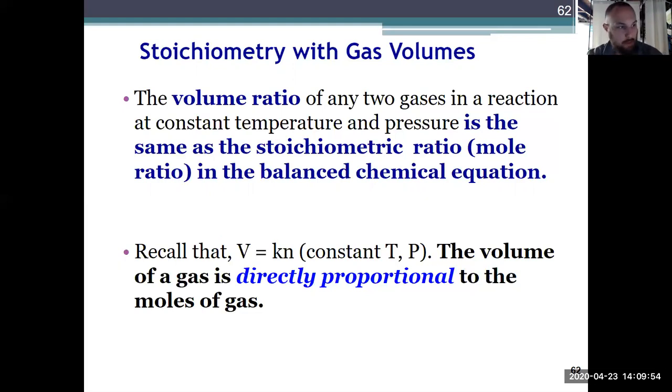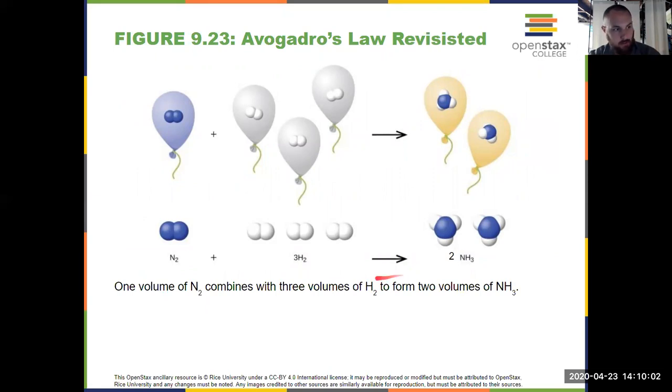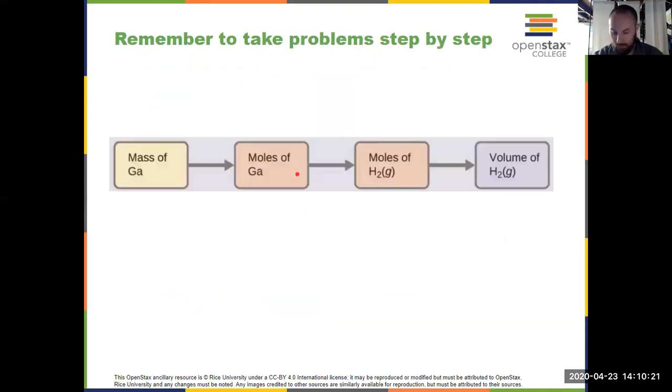So if I have a balanced chemical equation, like I have down here, nitrogen and hydrogen coming together to form 2 ammonia, then the ratio of the moles is the same as the ratio of the volume. So 1 mole of N2 combines with 3 moles of H2. With gases, I can think about it a different way: 1 liter of N2 combines with 3 liters of H2. So that's the volume ratio, a nice little trick with gases.